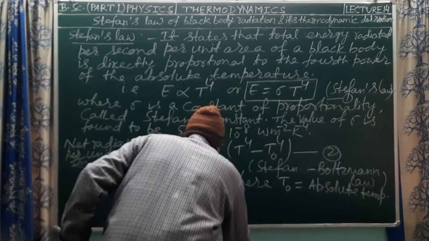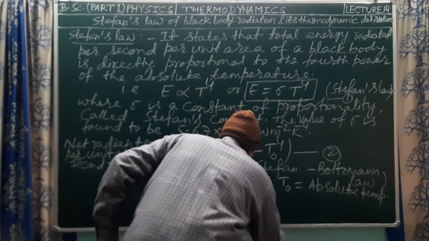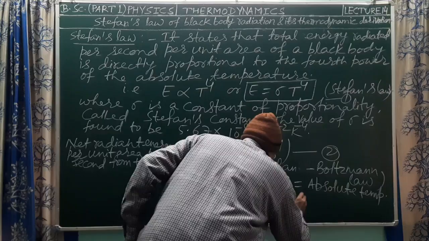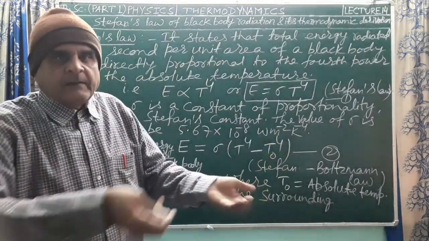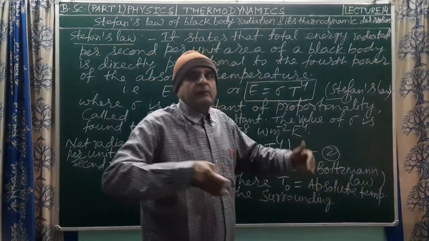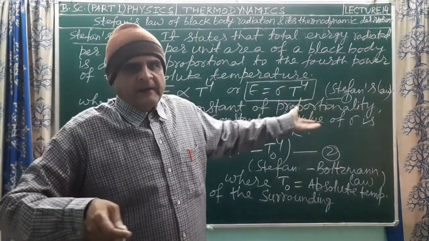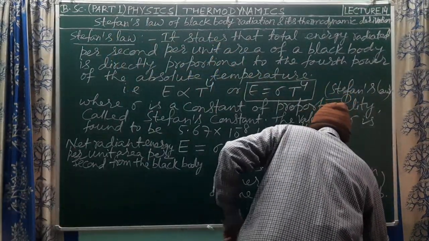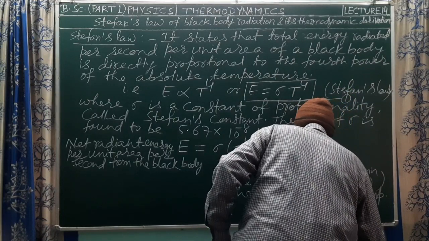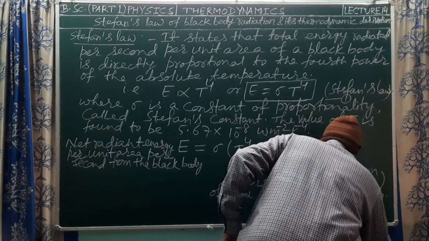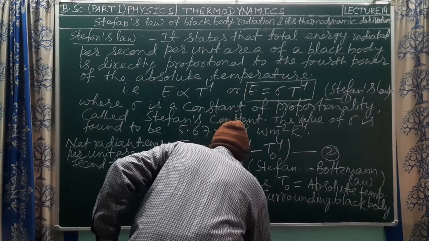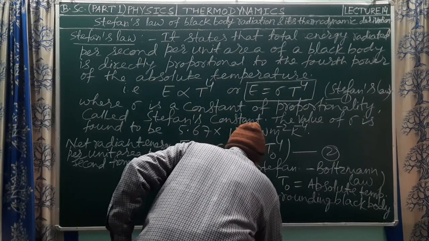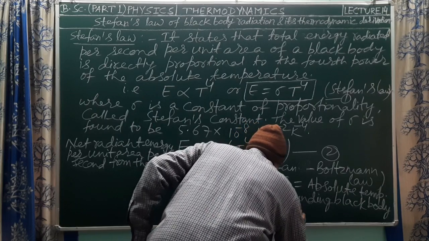of the surrounding black body, that is temperature of the enclosure. Surrounding black body is the enclosure to the first black body. Absolute temperature of the surrounding black body, or we can say it as the enclosure, temperature of the enclosure.